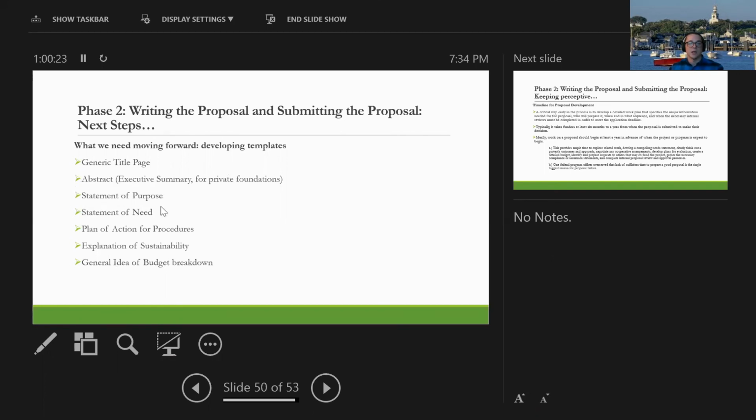Your statement of purpose is going to be more of an idea of a singular project with multiple funders being solicited. Get that boilerplate hammered out, make sure it works for everybody, plan of action, so on and so forth.